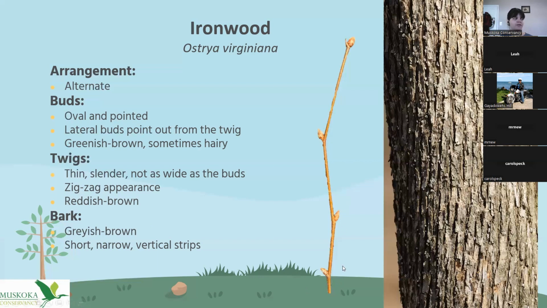The bark is a grayish brown, and it is actually kind of similar to our eastern cedar tree, if you guys remember what that bark looked like. So it has these narrow vertical strips to it, similar to the cedar, but of course, easy way to tell the difference is one is coniferous and one is deciduous, but it is actually surprisingly similar.